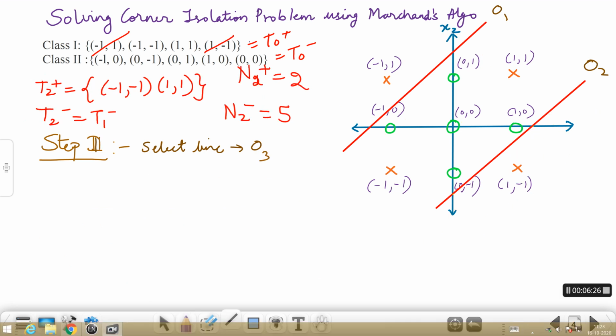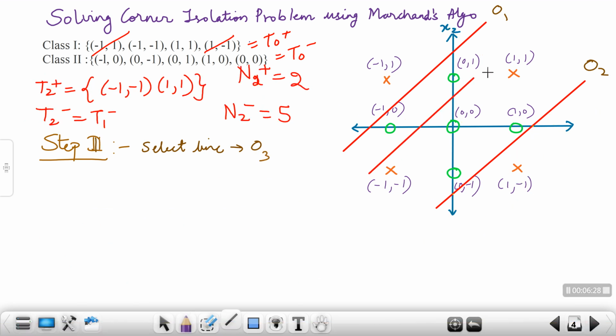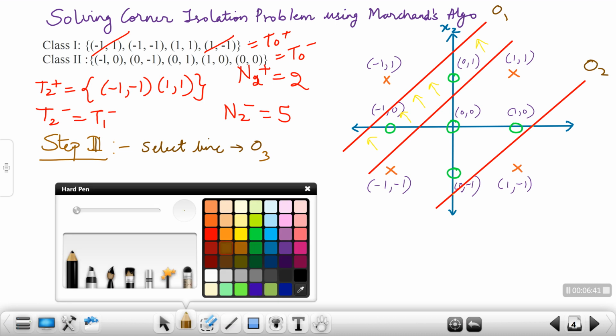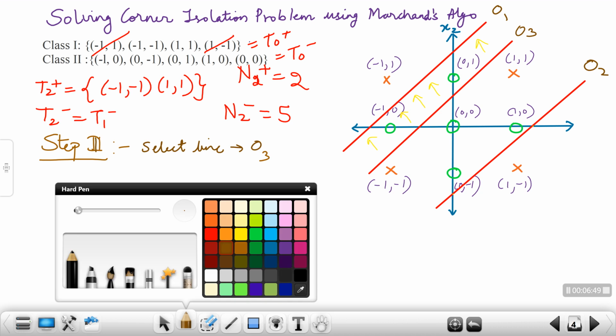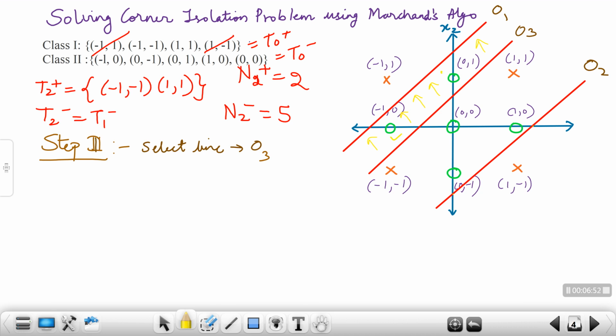So next I draw a line somewhere here such that these two patterns will get classified here. So the name of this equation line, I will name it as line O3. So with whatever I have shown here, these 2 points, this one and this one, will be classified, and these ones are the unclassified points. So you have 5 points which are unclassified.